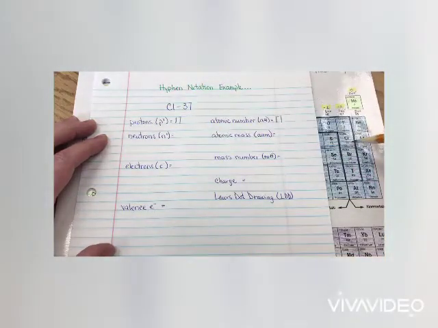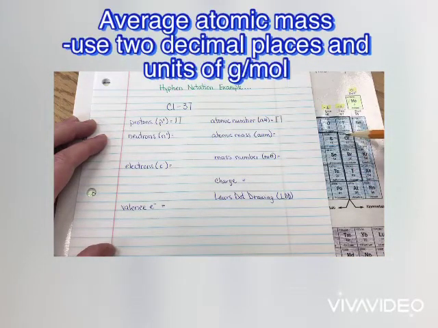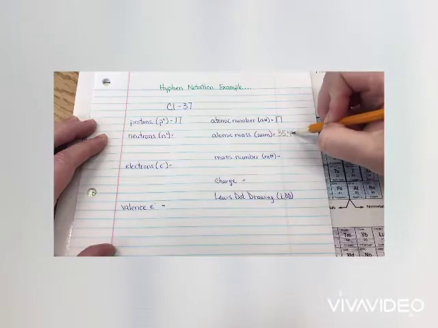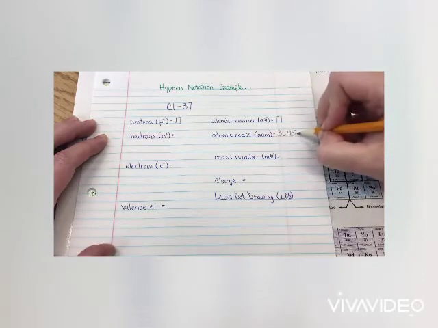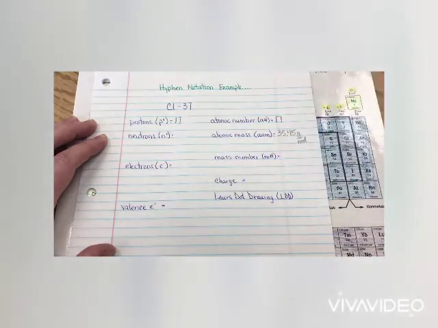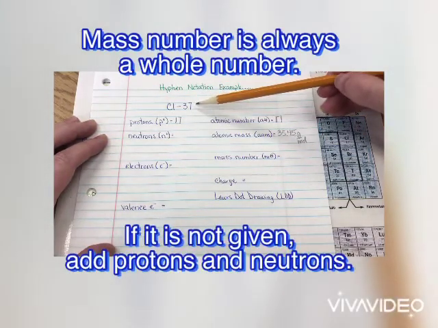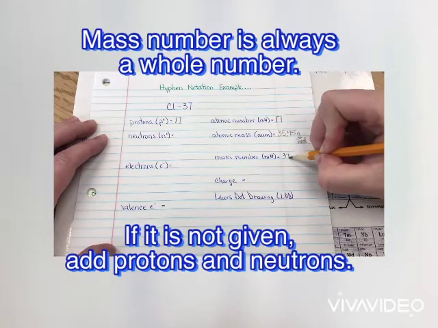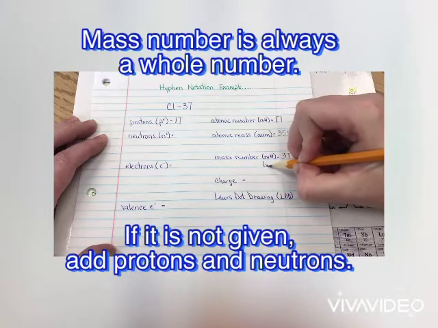On the periodic table, we also have 35.45. That is our atomic mass. When you're using atomic mass, remember to use gram per mole as well as the unit. Now in our problem, we are given another number, which is 37. That is our mass number. Yes, this will always be a whole number.